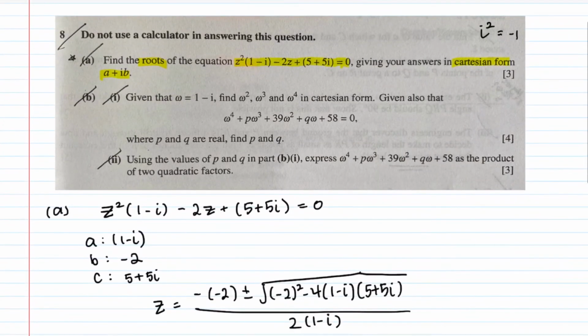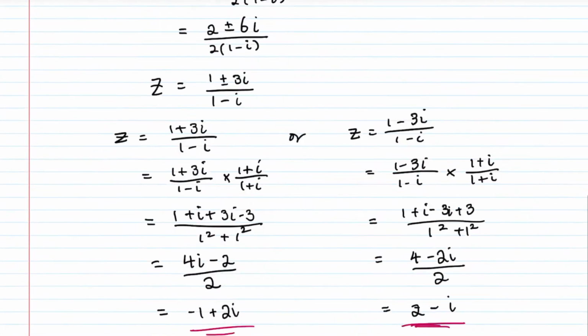Alright, part B is the slightly trickier one. Given that w equals 1 minus i, find w squared, w cubed, w to the power of 4 in Cartesian form. And then after that, we're given also that w to the power of 4 plus p w plus q equals 0. Find the values of p and q. Okay, let's do this slowly, right?